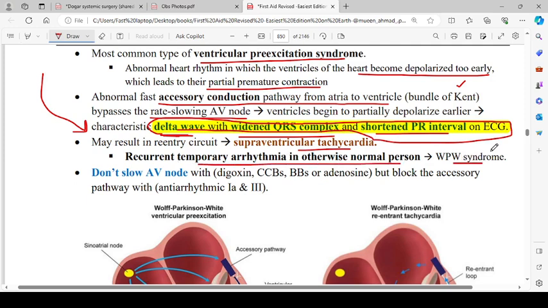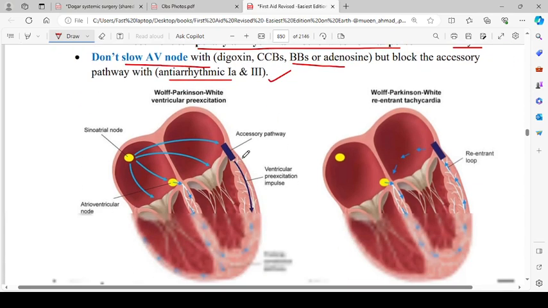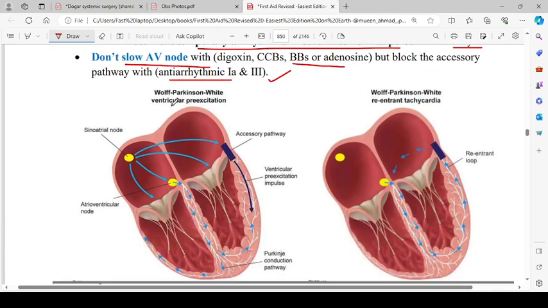It is Wolff-Parkinson-White syndrome. If the person is having Wolff-Parkinson-White syndrome, he will definitely be having some sort of tachycardia or something. Don't slow the heart with digoxin, calcium channel blockers, beta blockers, or adenosine, but block the accessory pathway with antiarrhythmics like 1A and 3. So in Wolff-Parkinson-White ventricular pre-excitation, this is the SA node, AV node.